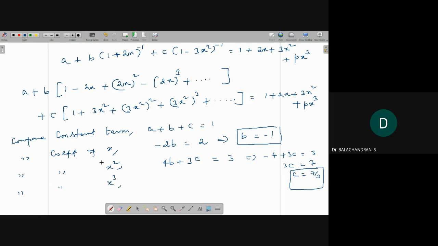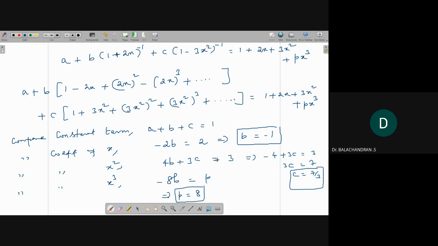If you compare the coefficient of x cube, okay, here I have what? Minus 8b. Here I don't have the coefficient of x cube, so that is equal to p. Okay. But we know that b is what? Minus 1. So this implies p equal to plus 8.